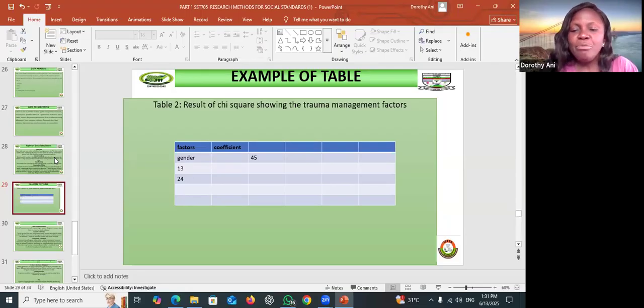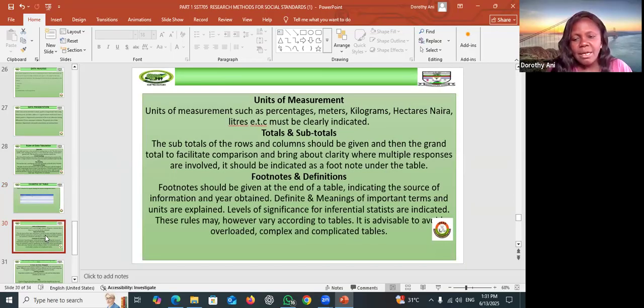You can reduce the font size. You can use single lines. In fact, tables are best when they are in single line spacing. Thank you. We are going to the next thing.